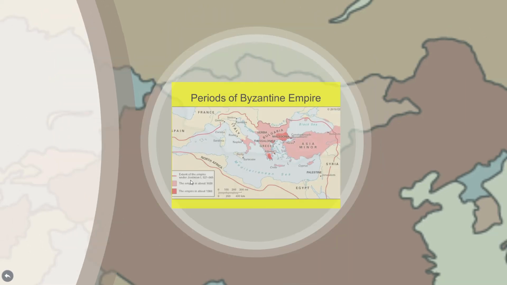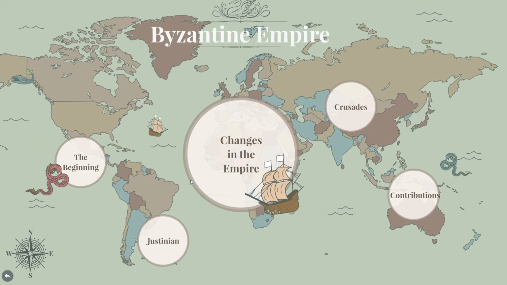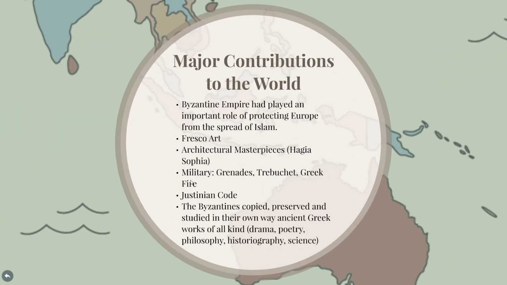So what did the Byzantine Empire contribute to society? The Byzantine Empire played an important role in protecting Europe from the spread of Islam. Once Constantinople had been taken, there was a siege of Vienna in 1529, which you don't have to know, but it is a little tidbit of information for you, because there was no buffer of Constantinople anymore to protect them. And then we also have fresco art, which is still a medium of art used today and is very beautiful. We will look at some examples of that in class.